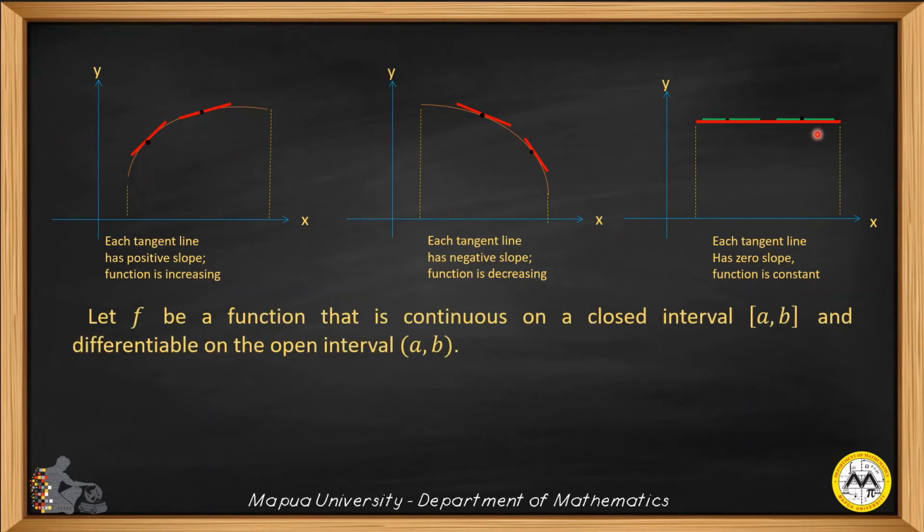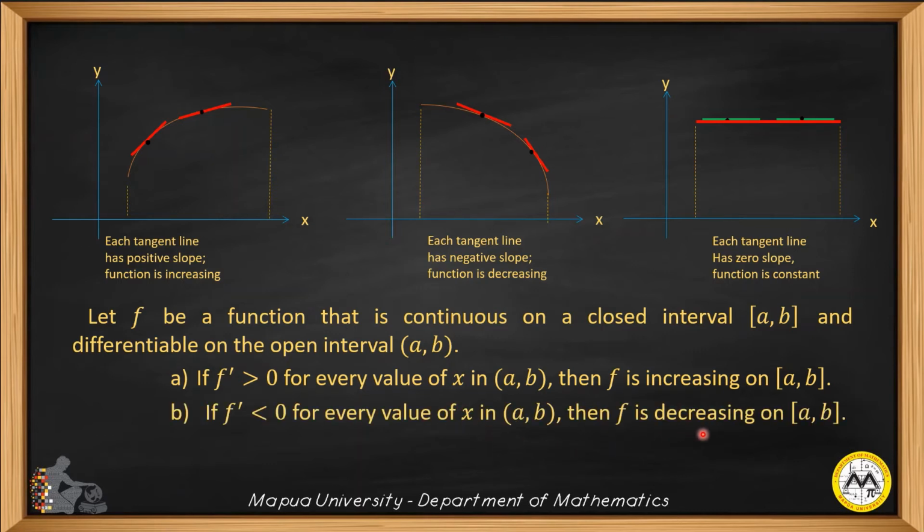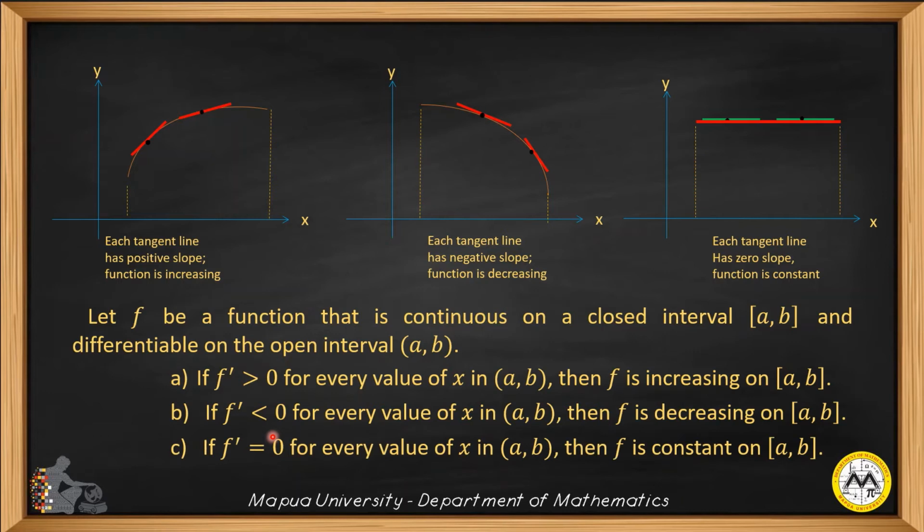So we conclude that a function that is continuous in some closed interval AB and is differentiable on some open interval AB would be increasing whenever f prime is observed to be with positive values for every x in the open interval, and is said to be decreasing in the closed interval AB if f prime of x is less than 0 for every x in the open interval AB, and is constant whenever f prime is equal to 0 for every value of x in the open interval.